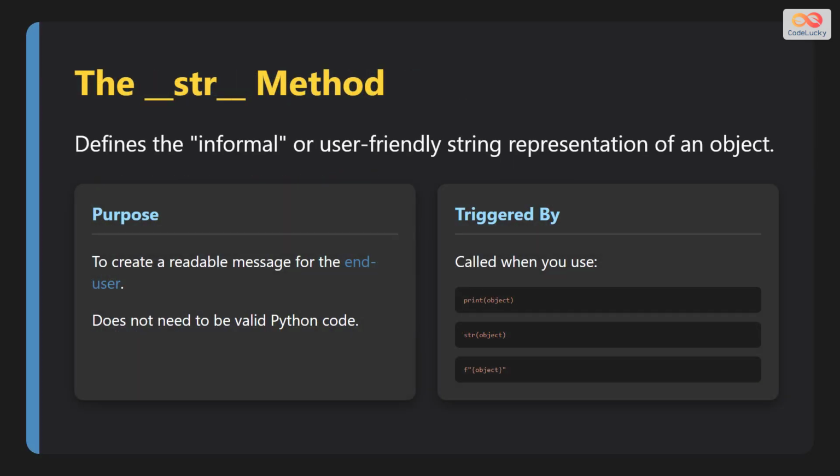Let's start with the __str__ method. Its primary purpose is to provide a string representation of your object that is readable for the end user. It is what gets displayed when you pass your object to the print function or wrap it in an F string.